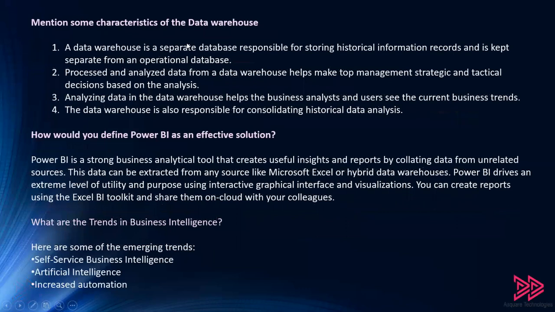Mention some characteristics of data warehouse. A data warehouse is a separate database. It is responsible for storing historical information records, which is kept separate from the operational or current database. Whenever required, the particular historical data can be retrieved and analyzed or processed from the data warehouse, which helps the top management to make strategic or tactical decisions. Analyzing data in the data warehouse helps the business analysts and users to see the current business trends. It is also responsible for consolidating historical data analysis. These are the different characteristics of data warehouse.